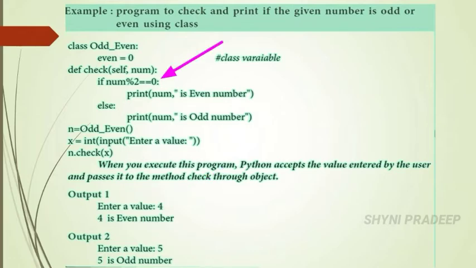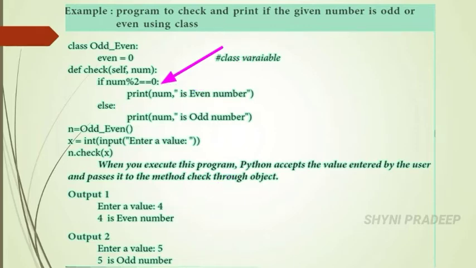See the output. You are entering the value 4. So check the condition 4%2 is equal to 0. When you divide 4 by 2, you get the remainder 0. So 0 is equal to 0, true, this condition is true. So print the number is even number. So the number is 4. 4 is an even number.